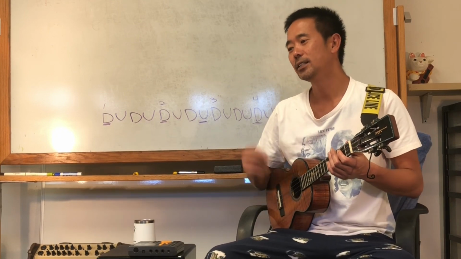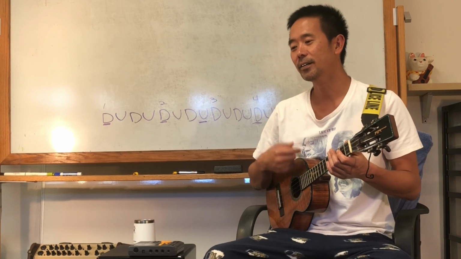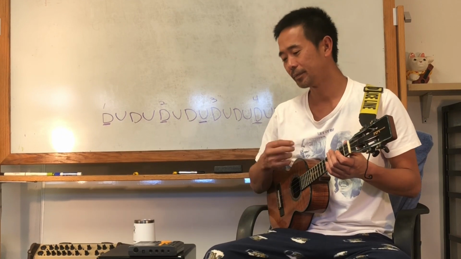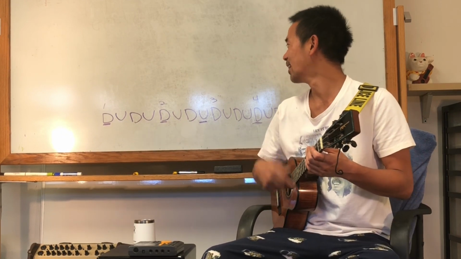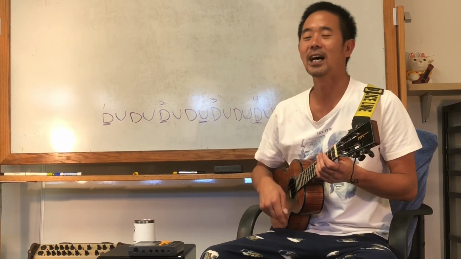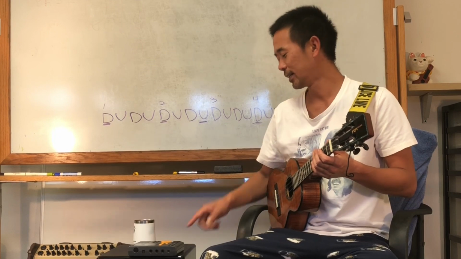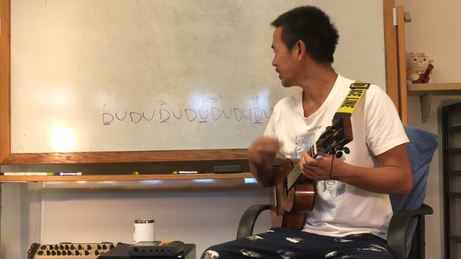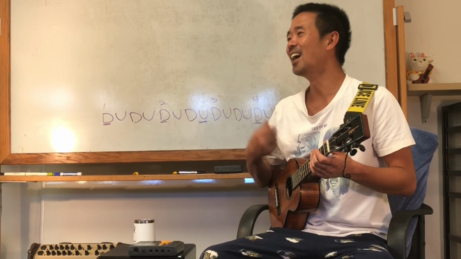One, and up, two, and up, three, and up, four, ready, go. Down, one, and up, down, two, and up, three, and up, four. I'm sorry, I was wrong. Down, one, and up, down, two, and up, three, and up, four. There you go. Down, one, and up, down, two, and up, three. Okay? And that's right. Sorry.